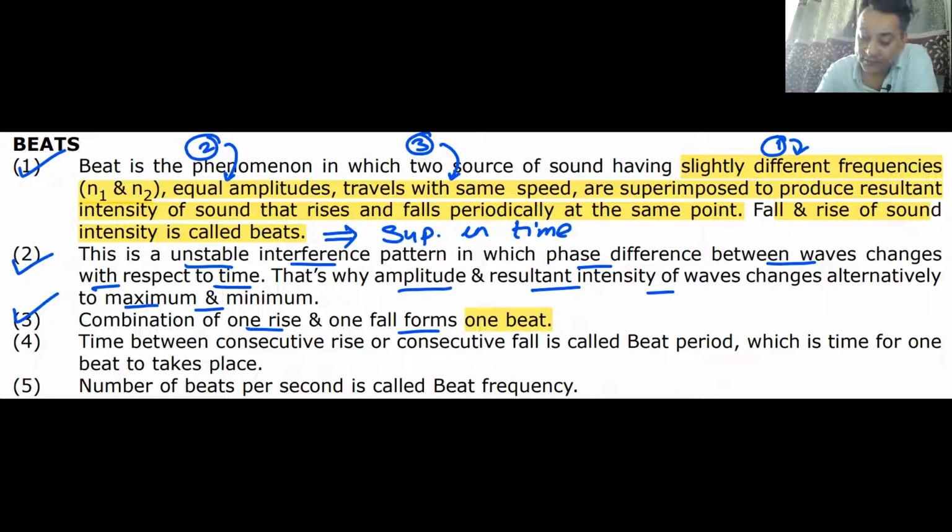Time between two consecutive rises or two consecutive falls is known as the beat period. Do we understand this? What is the beat period? Between two rises or two falls, whatever time it has taken is known as the beat period. Number of beats per second is known as beat frequency. Do we understand this? I will give you a minute to note this down.